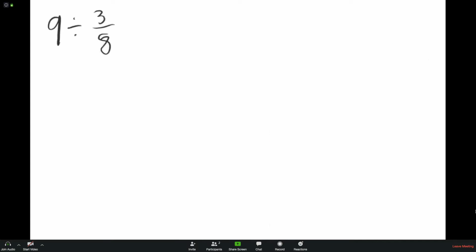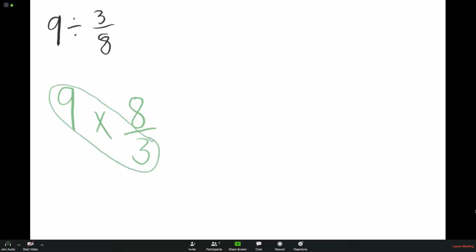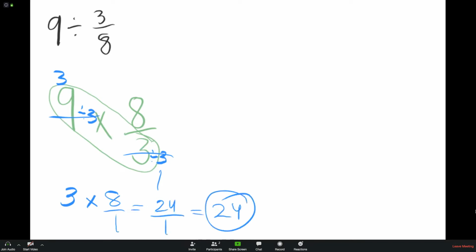Let's do this next problem. 9 divided by 3 over 8. So K, keep our first term. F, flip our second term upside down. And then C, change division to multiplication. If you want to do it this way, divide both by 3, and you get 1 here, 3 here. Rewrite the problem. And then we get 3 times 8 is 24, all over 1, or just 24.